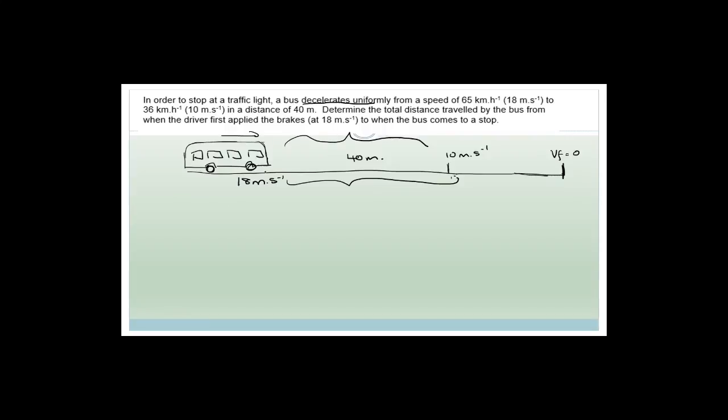So let's do this bit first. We're going to work out the acceleration, okay? So if that's the case, we've got Vf is 10, Vi is 18. Acceleration is what we're trying to find out, and the delta x is 40 meters. Now, we said Vf squared is equal to Vi squared plus 2a delta x.